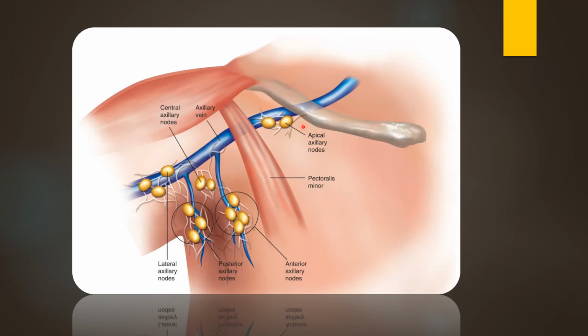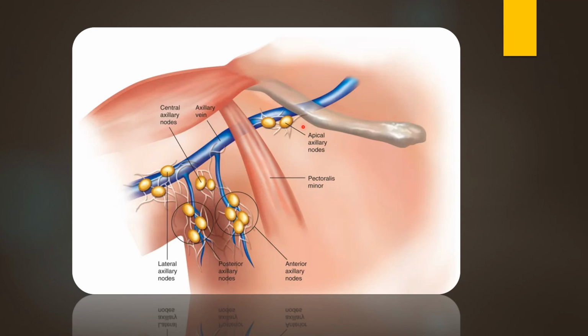So finally, I want to repeat all these things. Axillary lymph nodes are of 5 groups. They are divided as anterior, posterior, lateral, central, and apical. Anterior axillary lymph nodes lie along the lower border of pectoralis minor, and receive lymphatics from most of the mammary gland and the axillary tail of Spence.